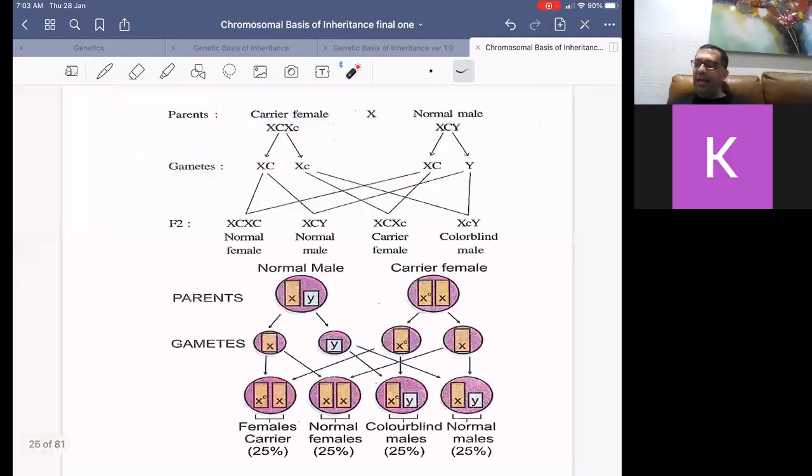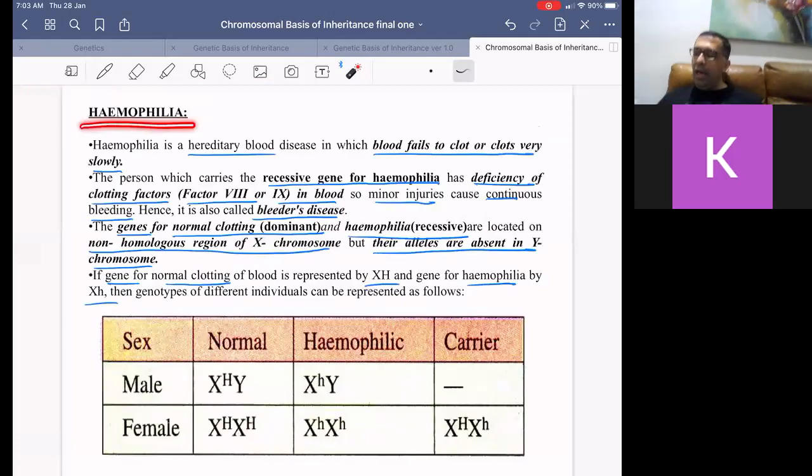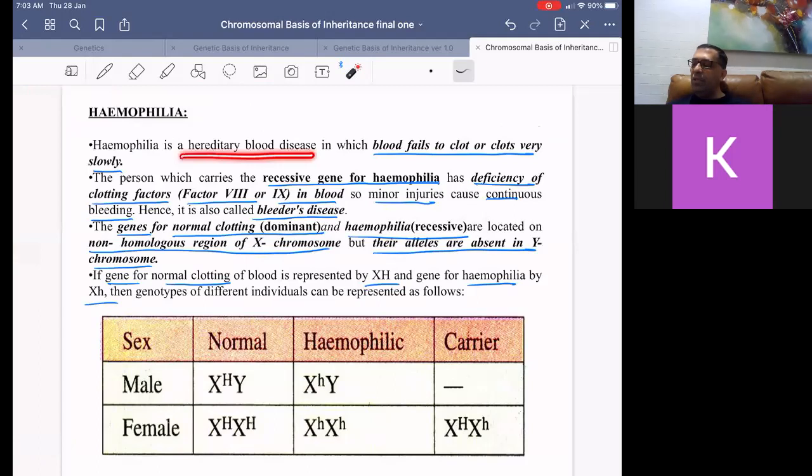Similarly, you have another example, hemophilia. Hemophilia is a hereditary blood disease in which the blood fails to clot or clots very slowly, and the person with the recessive gene for hemophilia has a deficiency of clotting factor 8 or 9 in the blood. So, any minor injury can cause continuous bleeding and is called bleeder's disease. The genes for normal clotting are dominant and hemophilic are recessive, located on the non-homologous region of the X chromosome, but their alleles are absent on the Y chromosome.